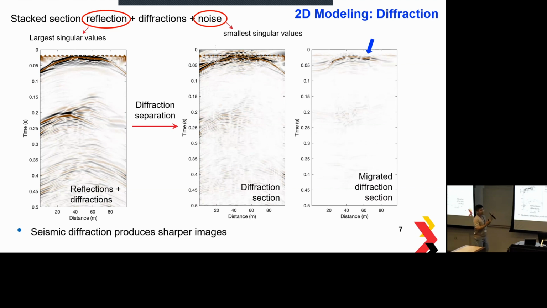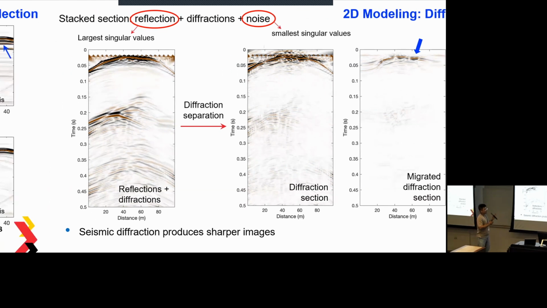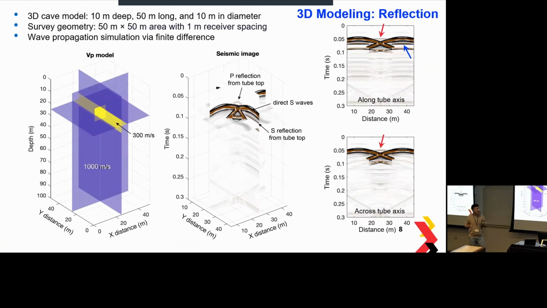So all this analysis can be readily extended to a 3D domain. In this 3D model, the lateral extent is 50 meters, and we introduced a cave 50 meters long, and the background velocity model is similar to our previous example. And the survey geometry this time is a 50 by 50 meter grid with 1 meter receiver spacing.